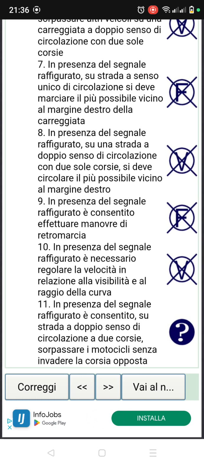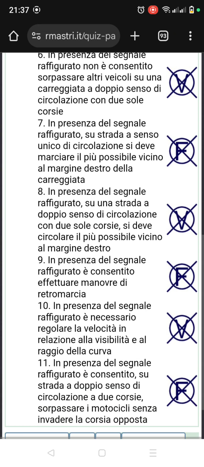Number 11. In presenza di segnale raffigurato è consentito su strada a doppio senso di circolazione a 2 corsie sorpassare il motociclo senza vedere la corsia opposta. So you can do overtaking on a motorbike without seeing the opposite lane. No, it's false. You can't do that. If you are about to overtake a motorbike, you must move to the center. If other cars are coming from the other lane, there will be an accident. So don't do that. Let's correct it.